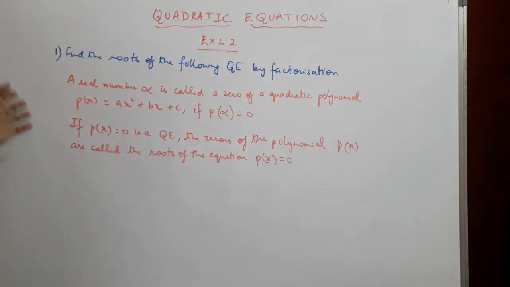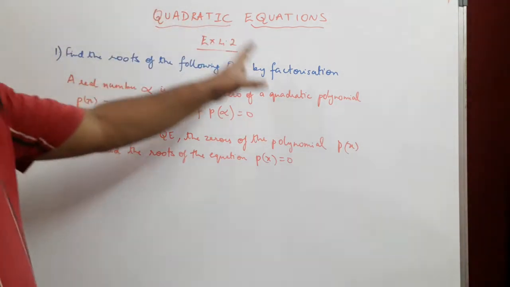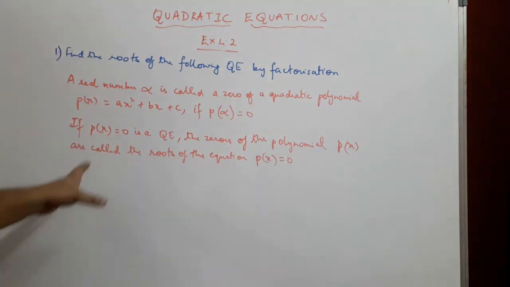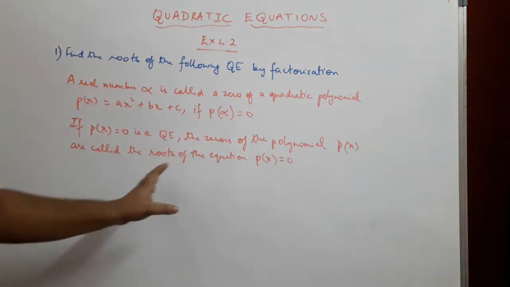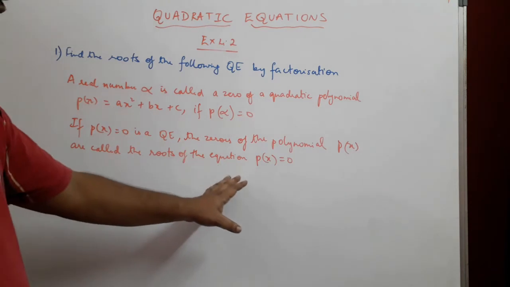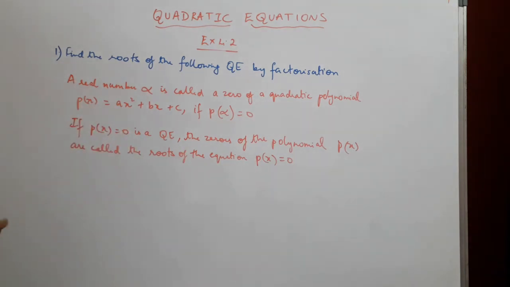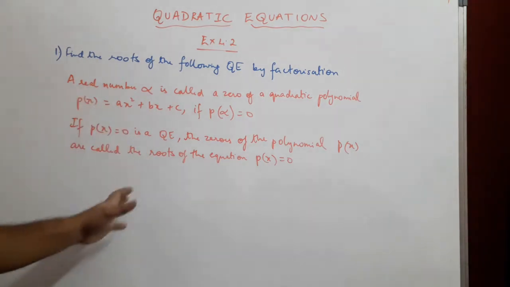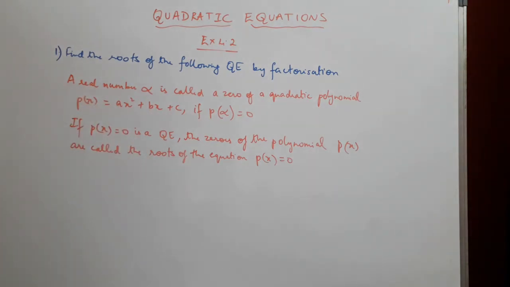We have linear polynomials, we have quadratic polynomials, we have cubic polynomials. Here this chapter is specifically dedicated to quadratic polynomials and we know them as quadratic equations. So here the zeros of the quadratic polynomial are known as the roots of the quadratic equation. It's the same thing. Okay, so let's go to find out the roots of the quadratic equation.